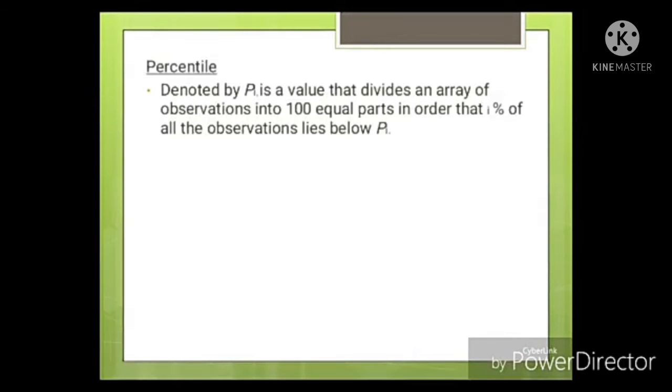Percentile. It is denoted by capital P and subscript i. It is a value that divides an array of observations into 100 equal parts in order that i% of all the observations lie below the percentile.